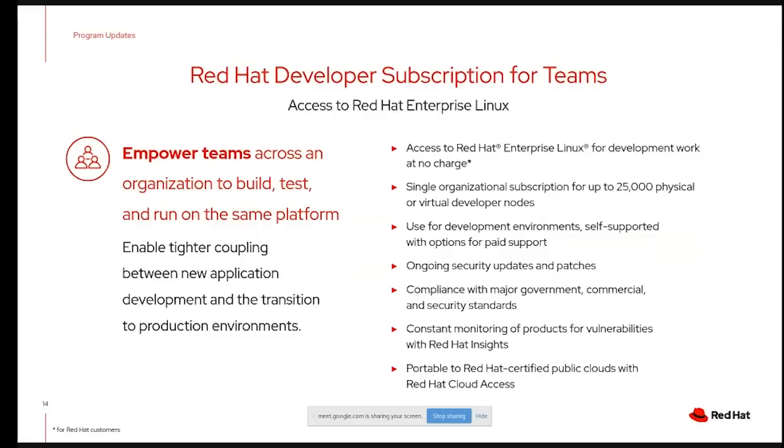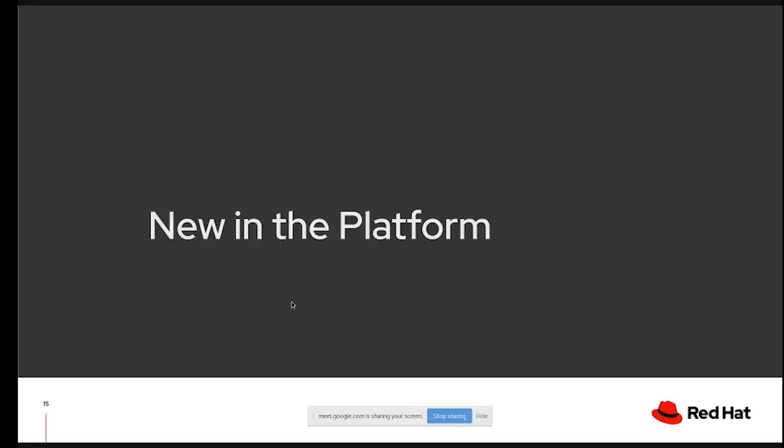A single organizational subscription, you can get up to 25,000 physical or virtual developer nodes with this. Again, you'll get the security updates, the patches, and so on. You can deploy this out to the cloud and be able to access it there, however you want to implement it for your development team. And so that we can be operating together and managing those development systems as a group. And so this is the new piece that we've just introduced this year. And we're hoping we'll make it better for those organizations in deploying their development work also on RHEL. All right, so those are some program updates. Now, what is new in the platform itself?